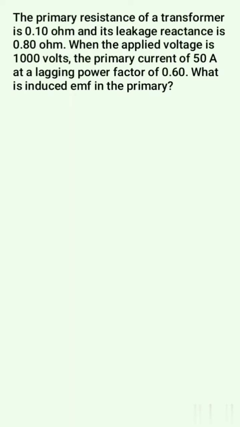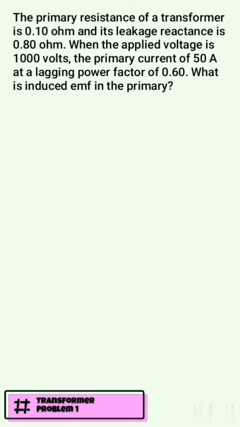The primary resistance of a transformer is 0.10 ohms and its leakage reactance is 0.80 ohms. When the applied voltage is 1000 volts, the primary current is 50 amperes at a lagging power factor of 0.60. What is the induced EMF in the primary? So now let's proceed to the solution.